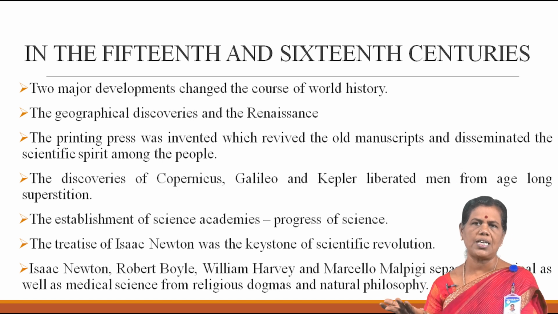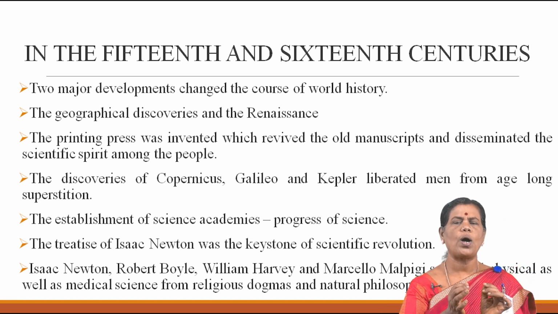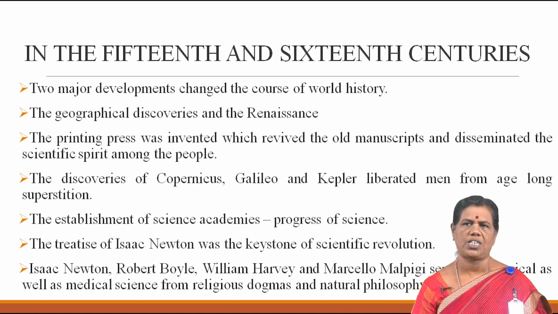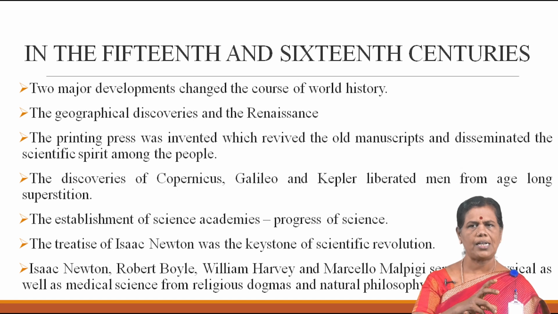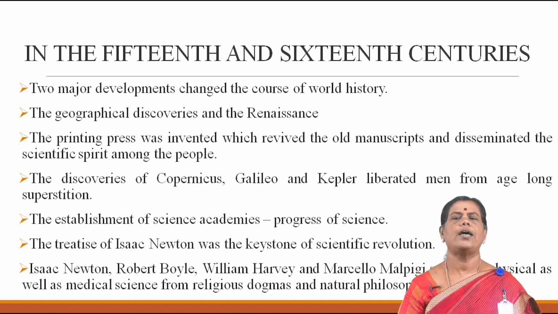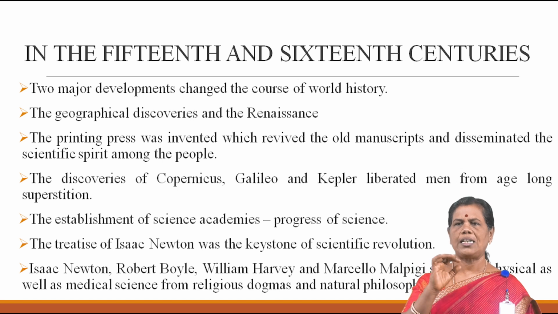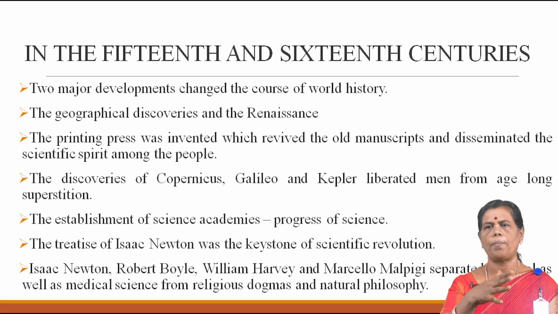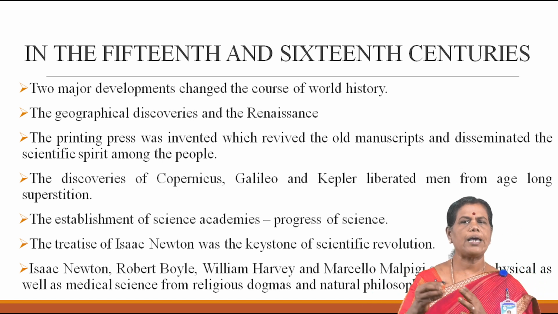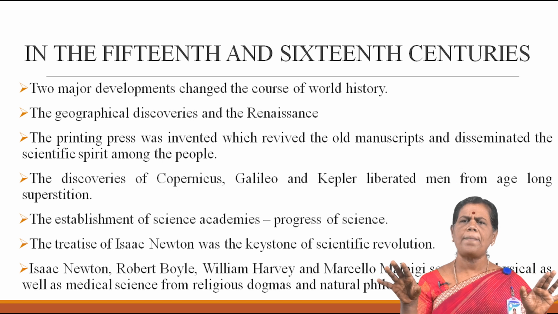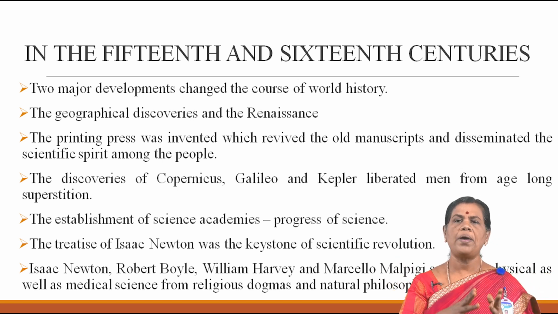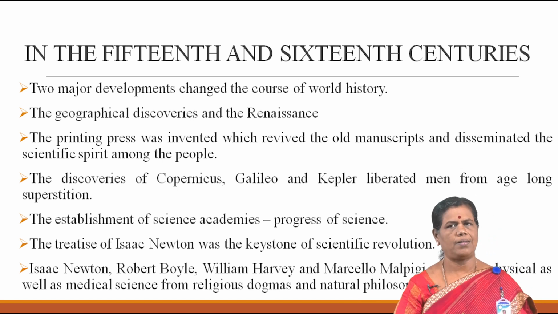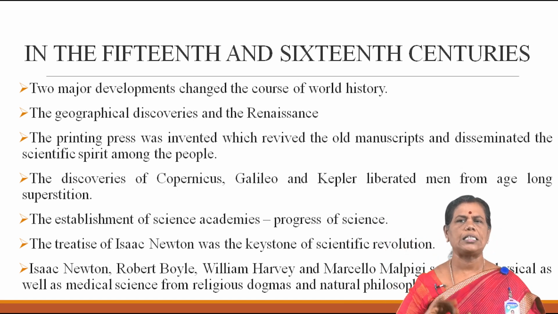In the 15th and 16th centuries, there were two major developments that changed the course of world history. What are the two events? The geographical discoveries and the Renaissance. How did these two events help? What was the reason behind that? The Ottoman Turks captured Constantinople in the year 1453 AD. This was a major event in history that made a profound impact on science. What are the two events? The geographical discoveries and the Renaissance.